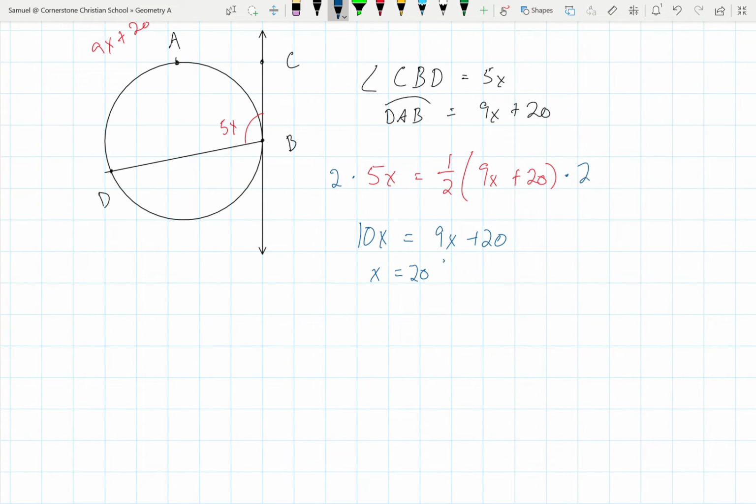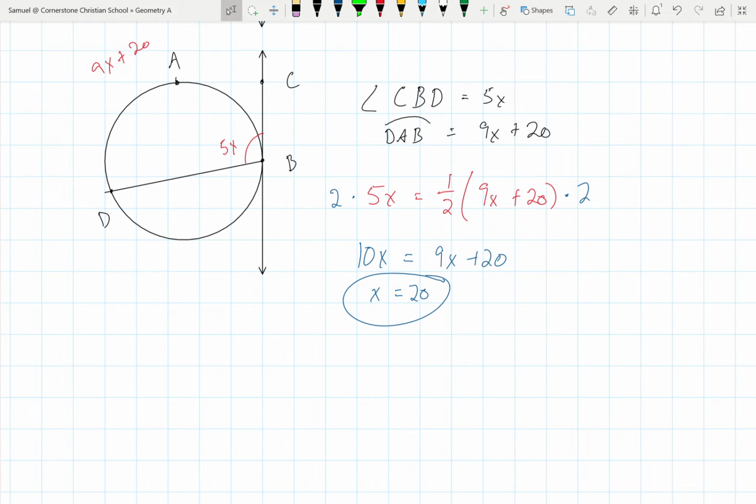The algebra wasn't too difficult, but we solved that x equals 20. Now, let's just plug it in and make sure it all makes sense. So if x equals 20, then this angle here should be 100 degrees because 5 times 20 is 100. And if I plug it in here as well, my answer should hopefully come out to be 200. 9 times 20 is 180, plus 20 is 200. And so this entire arc, DAB, would equal 200 degrees. And so again, it's twice the size here.